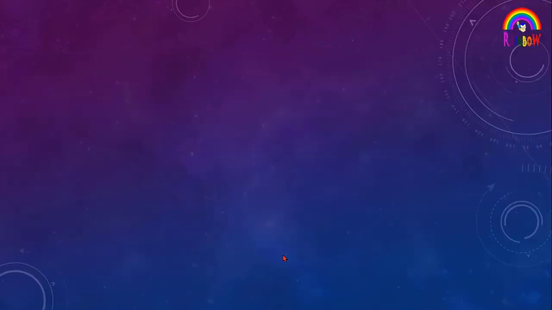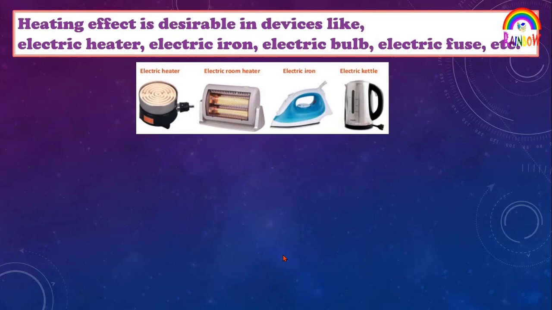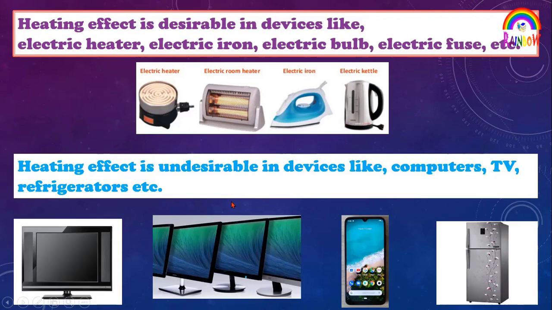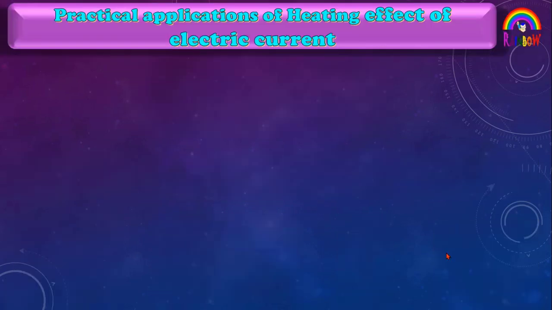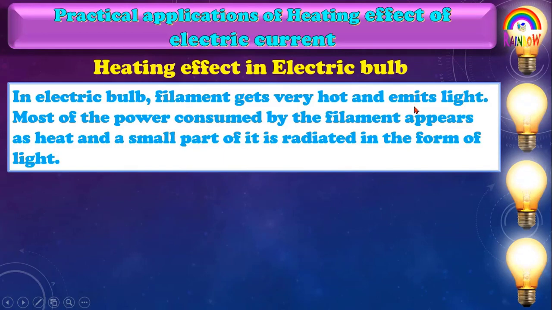Now let's see the practical applications of heating effect of electric current. We know that heating effect is desirable in devices like electric heater, electric iron, electric bulb, electric fuse, etc. And heating effect is undesirable in devices like computers, TV, refrigerators, etc. Heating effect in electric bulb. In electric bulb, filament gets very hot and emits light.